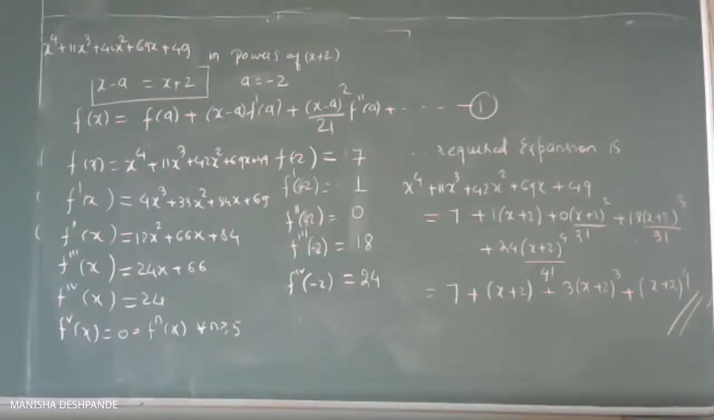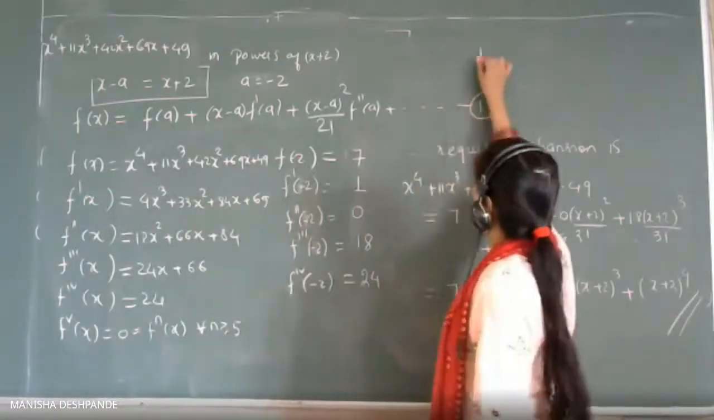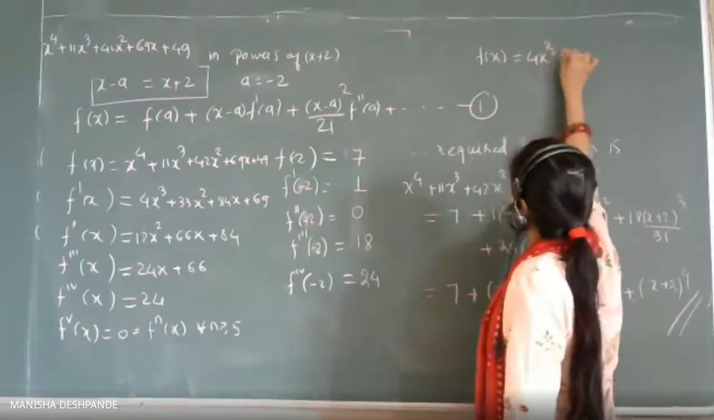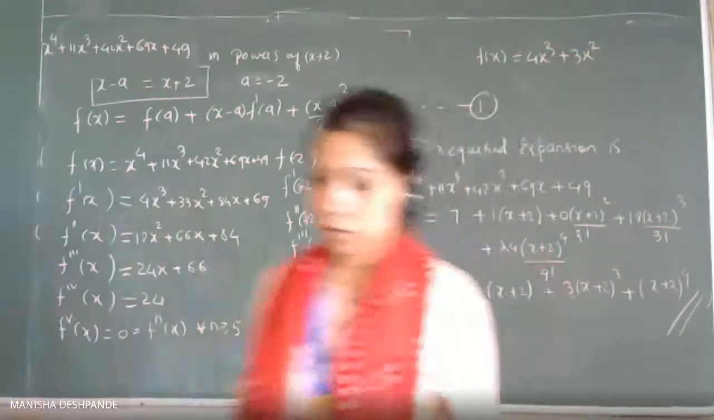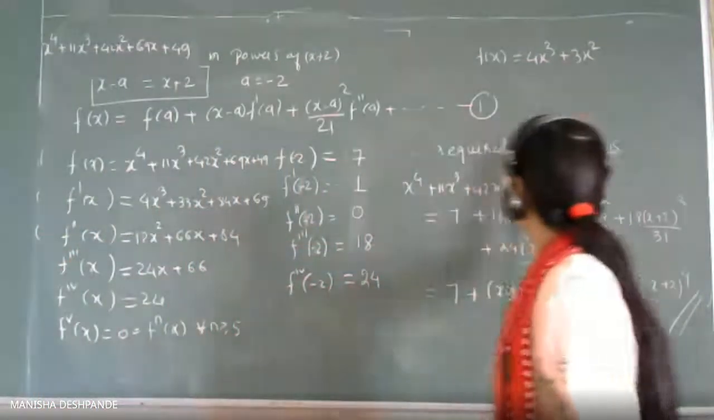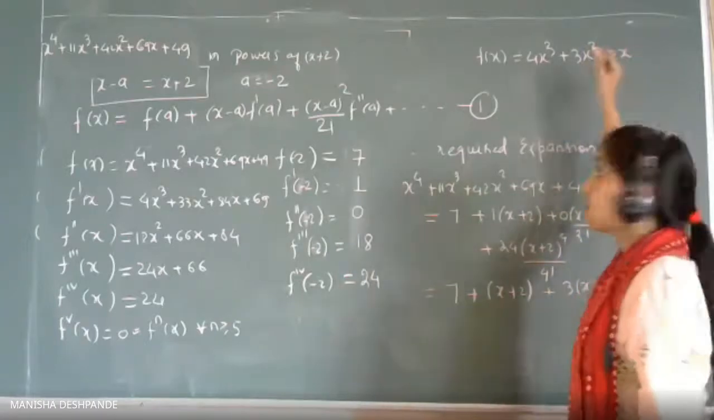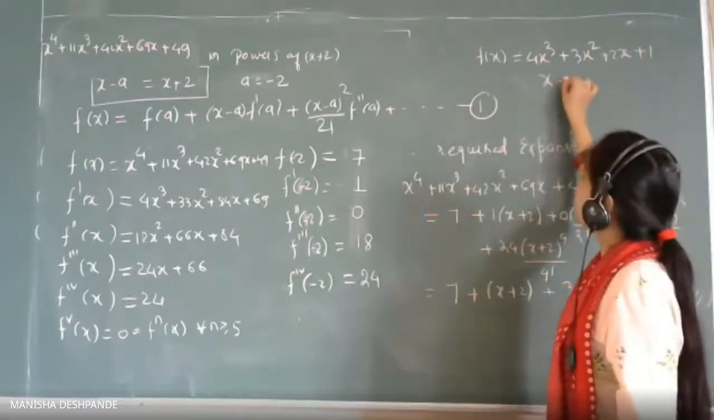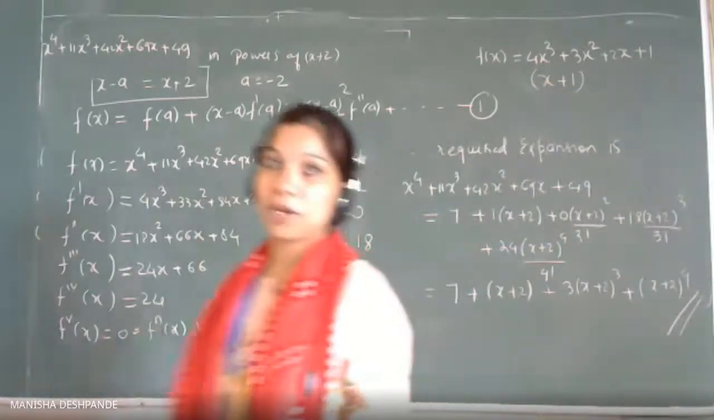4x cube plus 3x square plus 2x plus 1. Ma'am, can you repeat? 4x cube plus 3x square plus 2x plus 1 in powers of x plus 1.